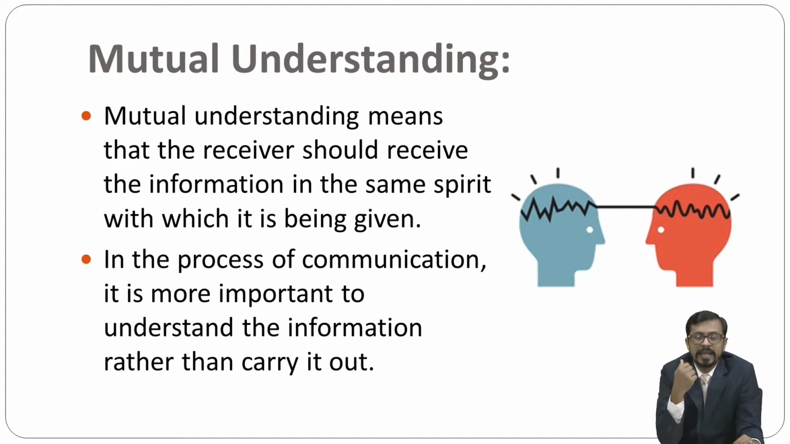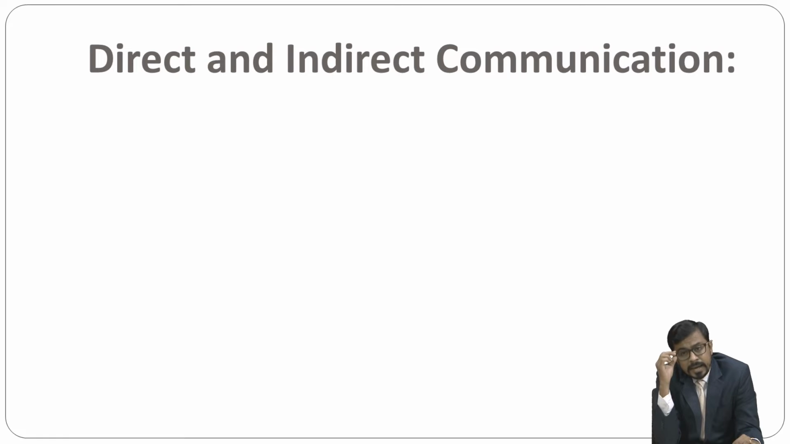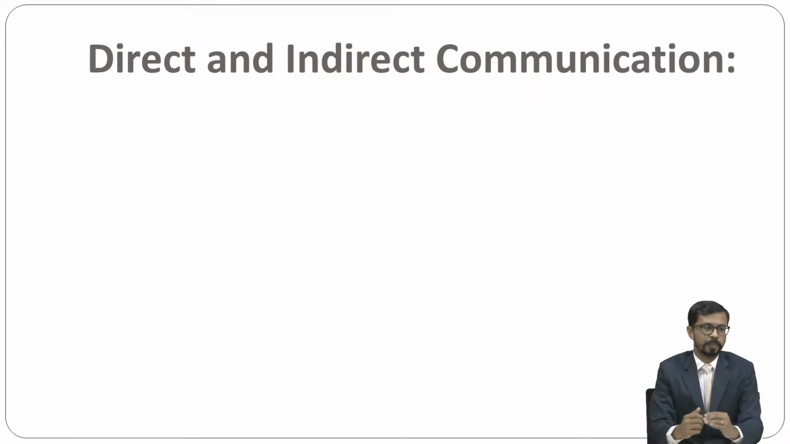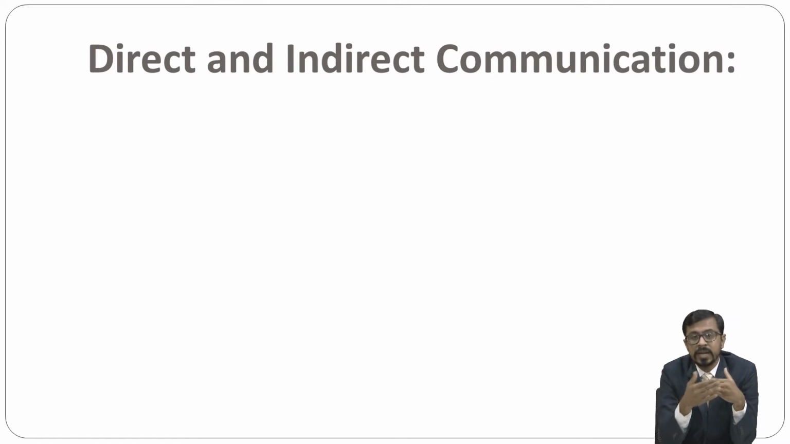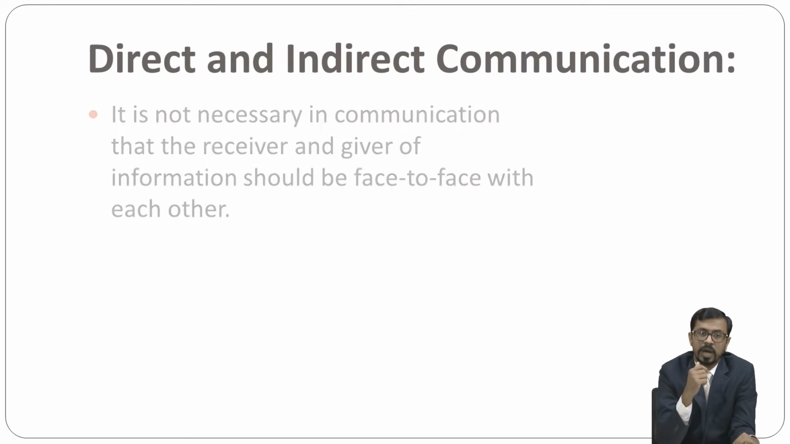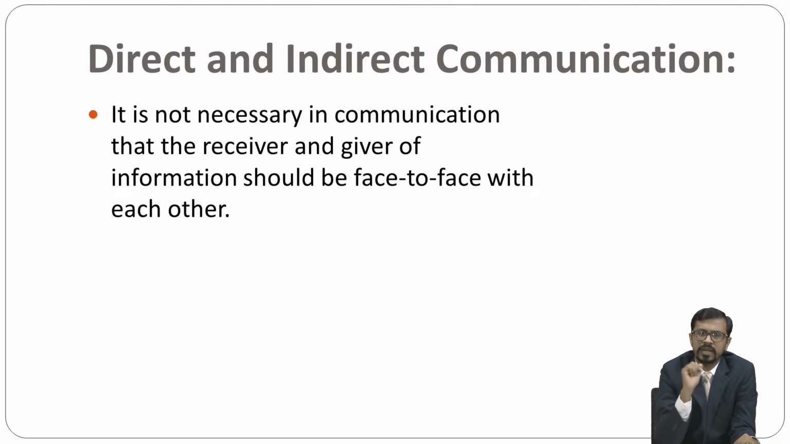Moving on to the next important characteristic of communication, that is direct and indirect communication. Now, when the sender sends a message, it is not necessary that he will be very direct with you. Communication or exchange of ideas can be direct as well as indirect. It is a combination of both. Let us see how. It is not necessary in communication that the receiver and giver of information should be face to face with each other.